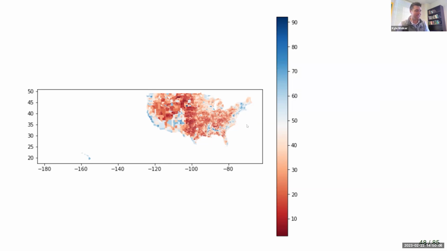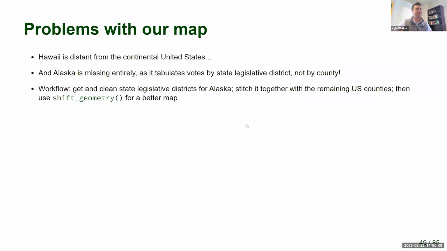Alaska is not there. And this is where some of the practical components of working with these data sets come in. So Hawaii is far away. That's a problem. Alaska is missing entirely. Why is this? Alaska doesn't tabulate votes by county. It tabulates votes by state legislative districts. So Alaska House districts. So here we have a situation in which votes are tabulated by county in other parts of the US, but in Alaska, they're not. They're tabulated in different geography.